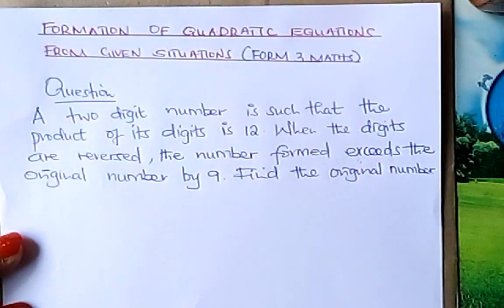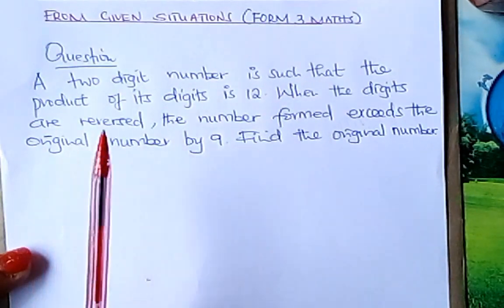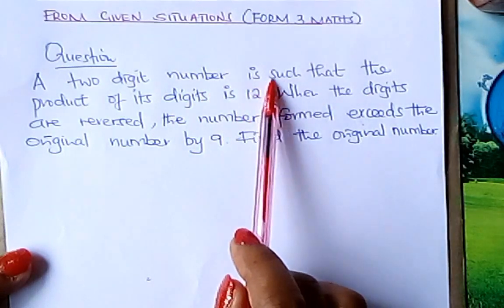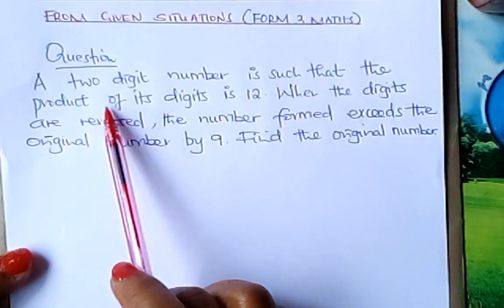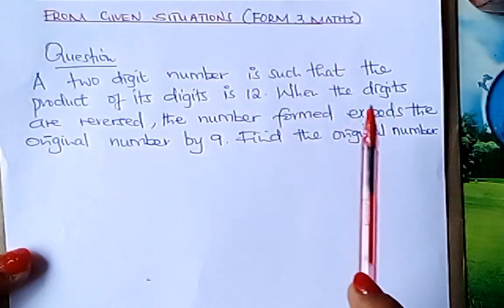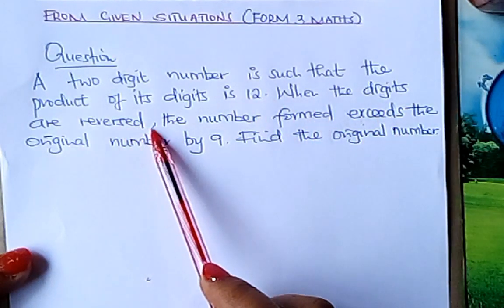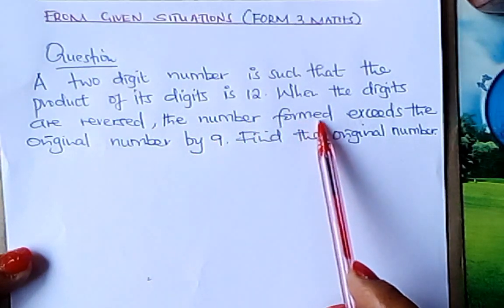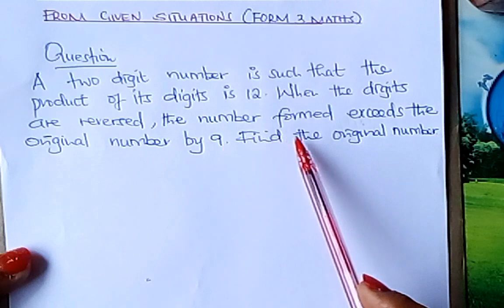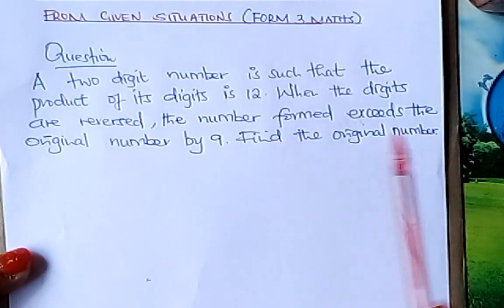Now, let us look at this example, Anna. We are told that a two-digit number is such that the product of its digits is 12. When the digits are reversed, the number formed exceeds the original number by 9. Find the original number.